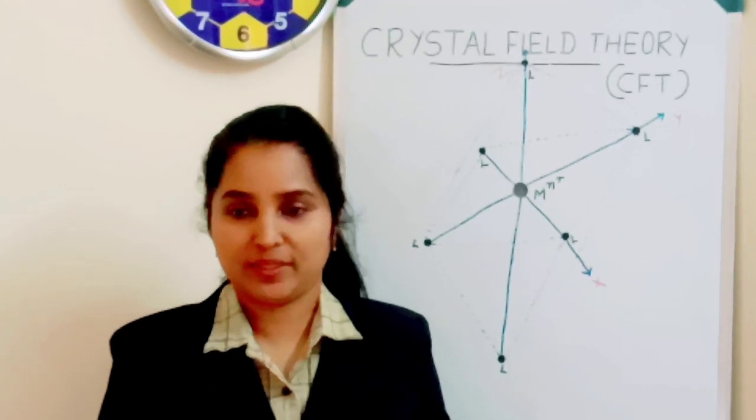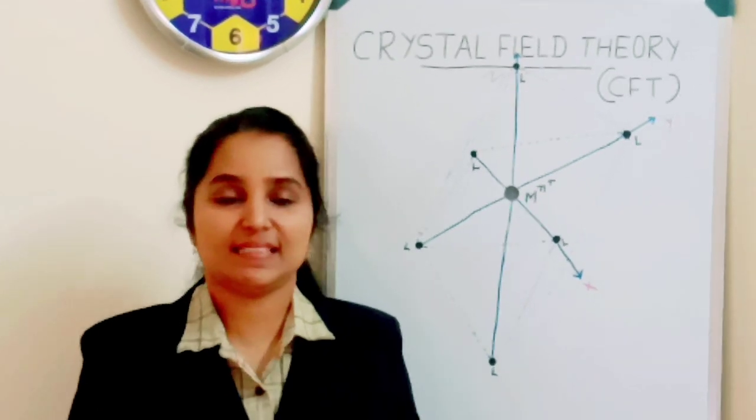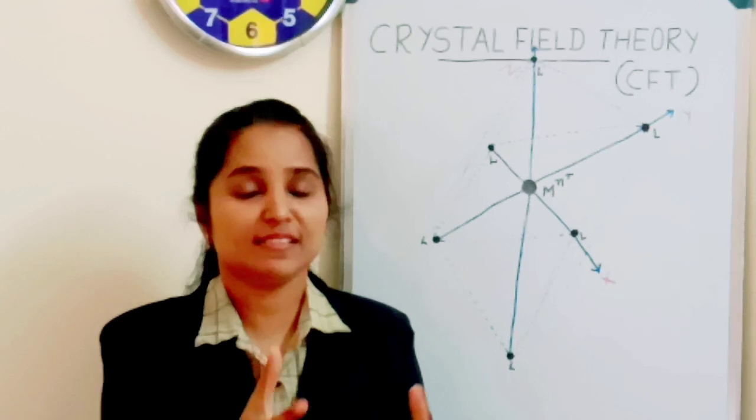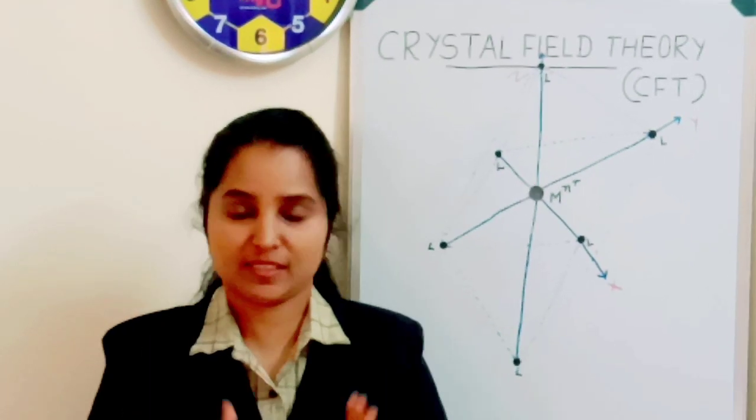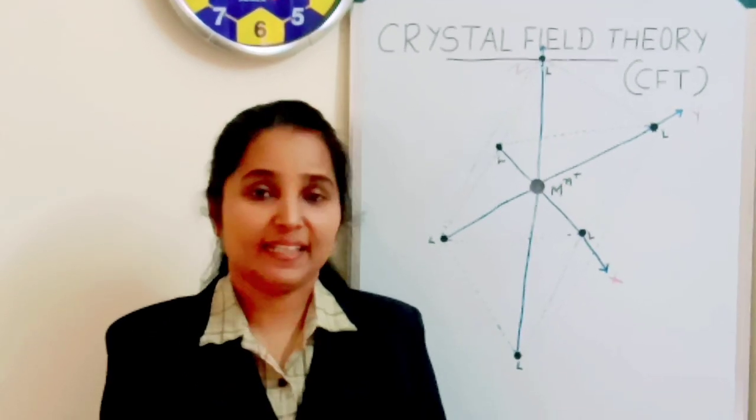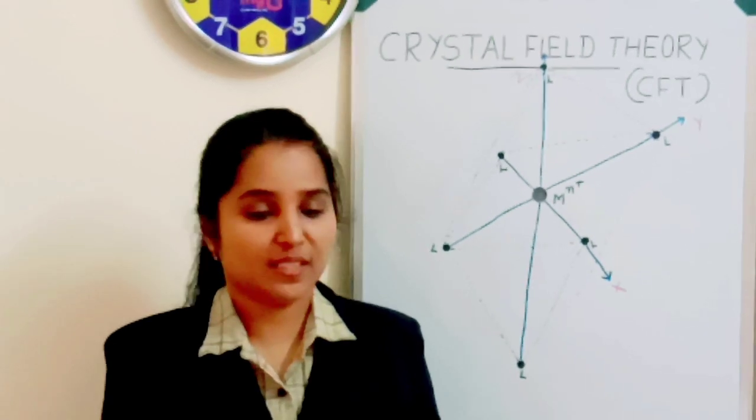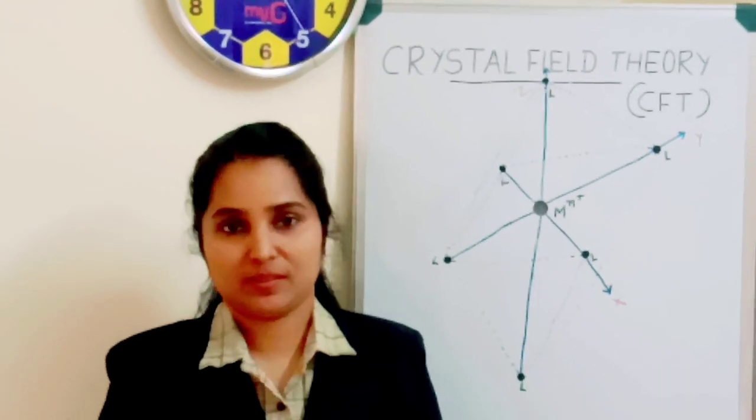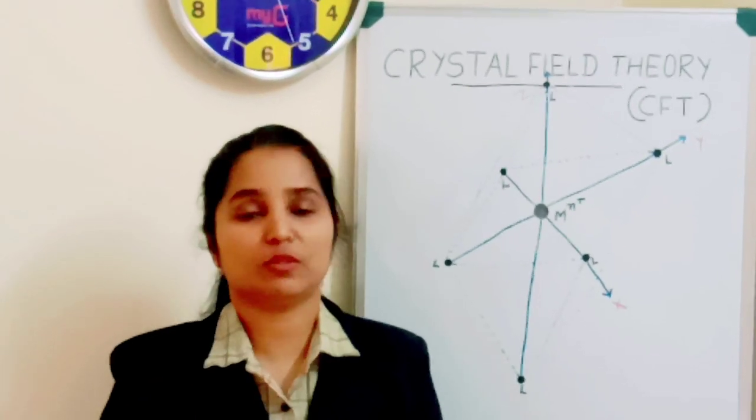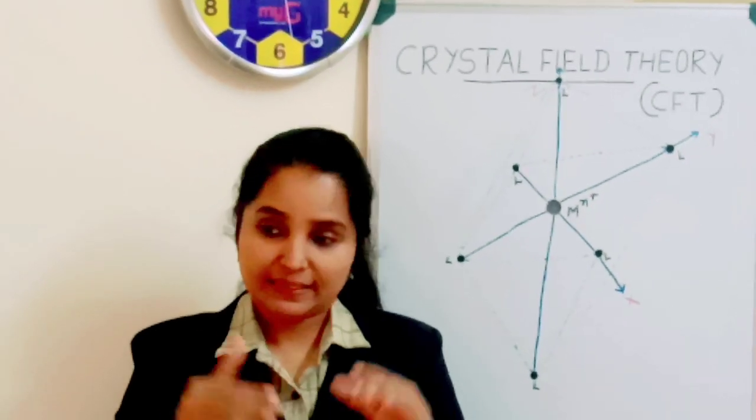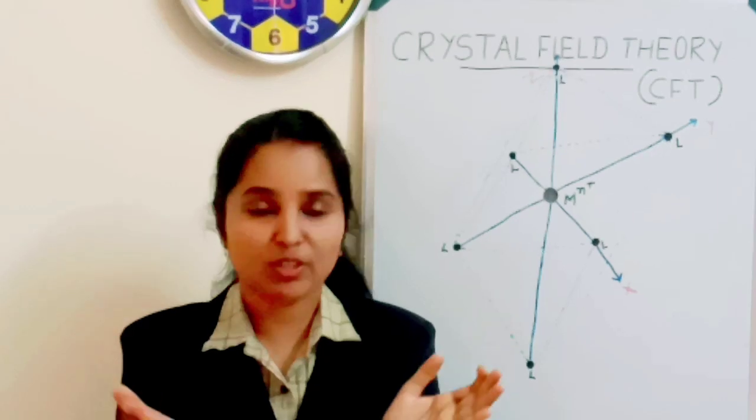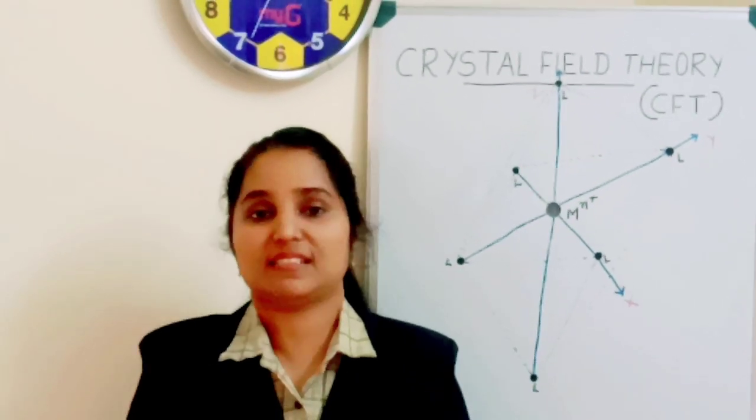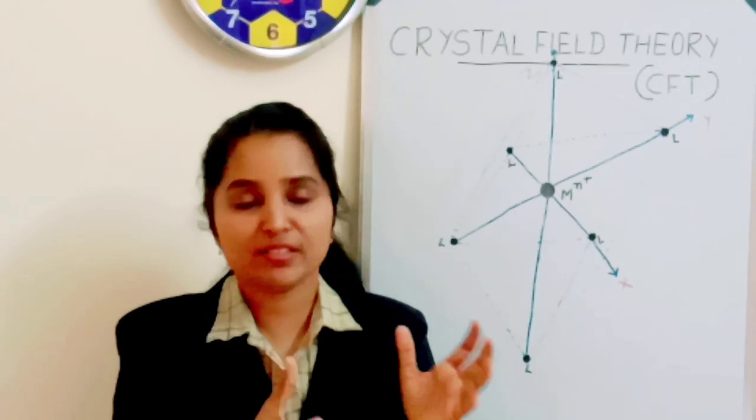central metal ion and the ligands is considered purely electrostatic, and the charge on the central metal ion is its oxidation state. The ligands approach the central metal ion with their pair of electrons, and in the case of neutral molecules like ammonia, it exists as a dipole and its negative end is pointed towards the charged cation, the central metal ion.